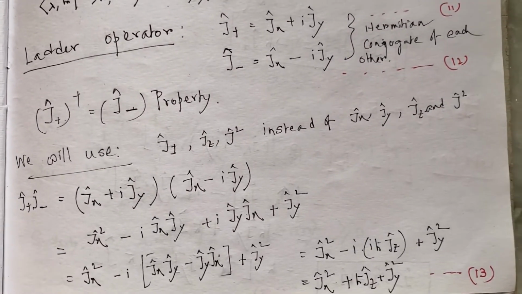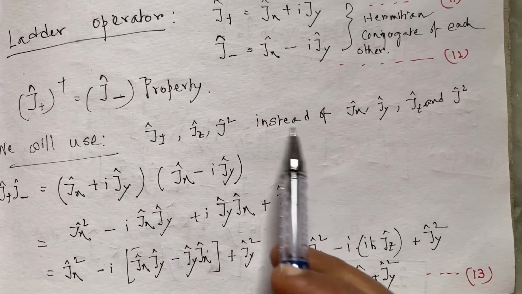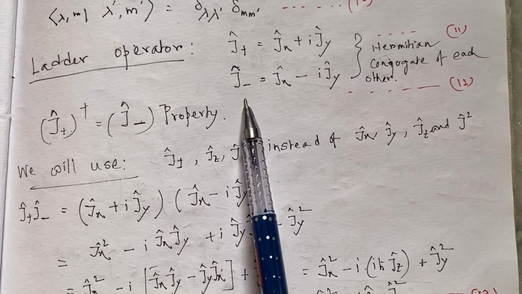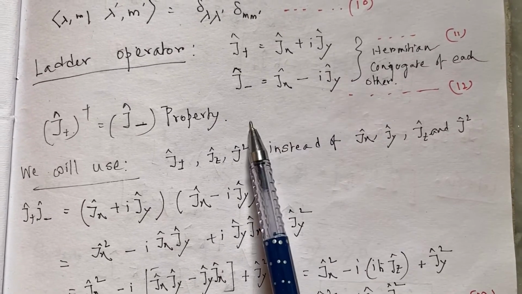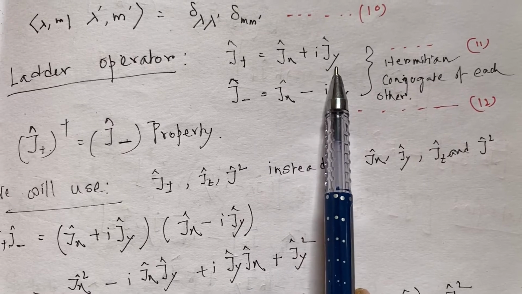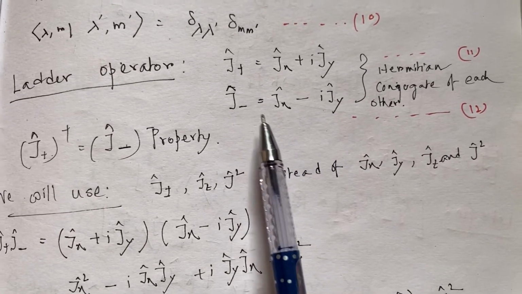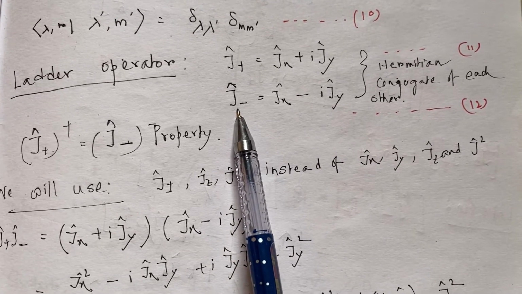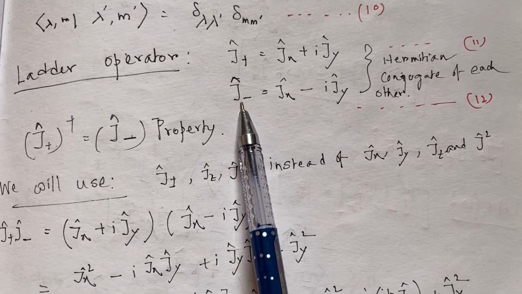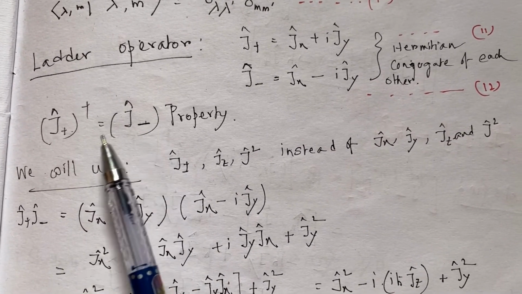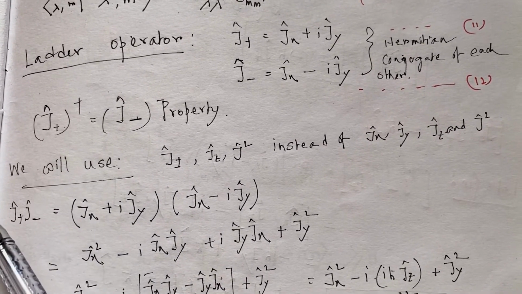Now let me define ladder operators. We will define ladder operators J plus and J minus in terms of Jx and Jy, and this is Jx plus iJy, which gives me J plus, and Jx minus iJy gives me J minus, and they are Hermitian conjugates of each other.